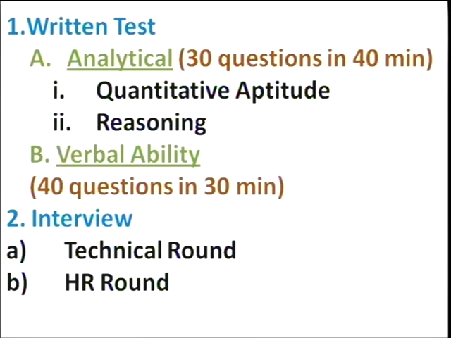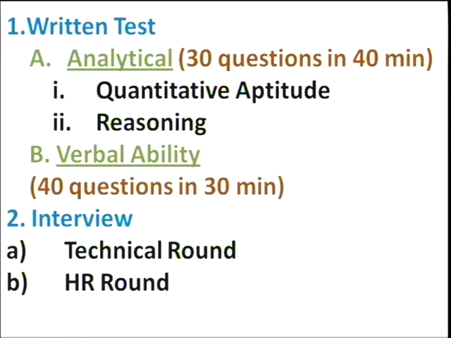So there are two segments for Infosys selection. The first one is the written test, where you will have two categories: analytical reasoning or aptitude, and verbal ability. For analytical reasoning, you will have 30 questions that need to be answered in 40 minutes, and you will have topics on quantitative aptitude and reasoning. I'll give you the list of topics that you need to focus on.